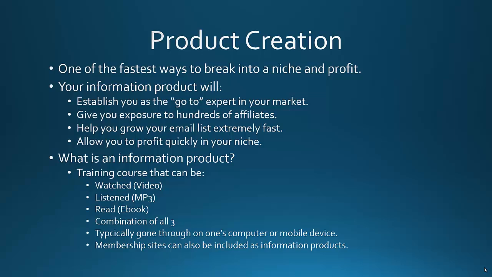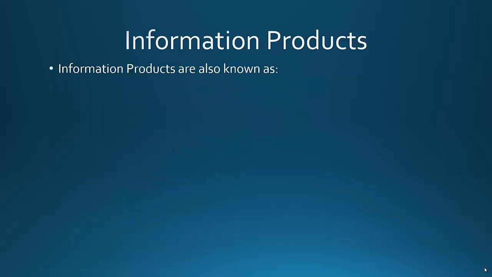Membership sites can also be included as info products. So if you have a membership site where people are actually paying you a monthly subscription for content, for recipes, for workout routines, for dating and relationship advice, for monthly webinars where maybe you get on a webinar and do coaching, that could be lumped under an information type product as well.